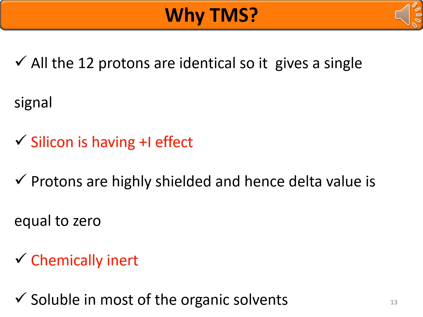Why is TMS chosen as a standard reference compound to plot the NMR spectrum? We have seen the structure of TMS with silicon and 4 CH3 groups. So it has 12 protons, all of them are identical, and it gives only one signal. Here the silicon has a plus I effect, and so the protons are highly shielded, and hence the delta value is almost 0. The compound is chemically inert and is soluble in most of the organic solvents.